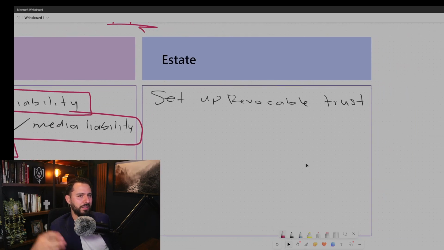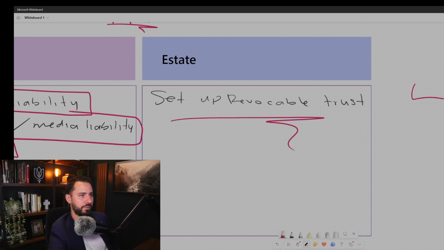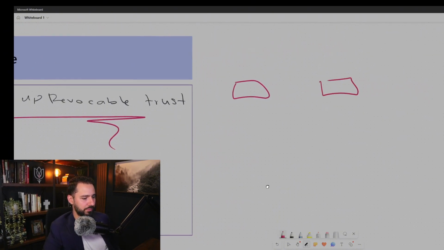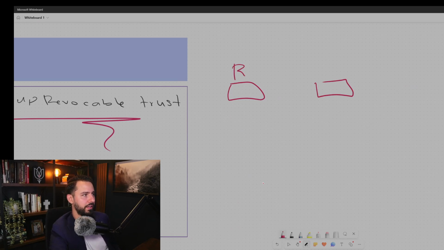And lastly, for estates, if you're earning somewhere around $250,000, you probably don't have any crazy, I don't want to say complex, asset protection structures. So most likely you just need to set up what's called a revocable trust. For example, let's say you have a Robinhood account right here. Maybe you have an account at Schwab or Fidelity.